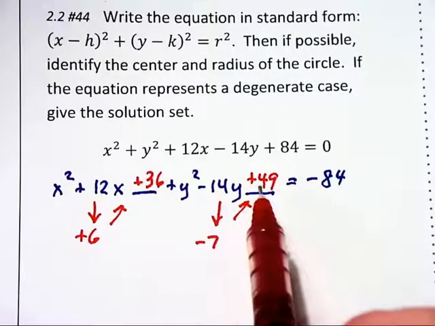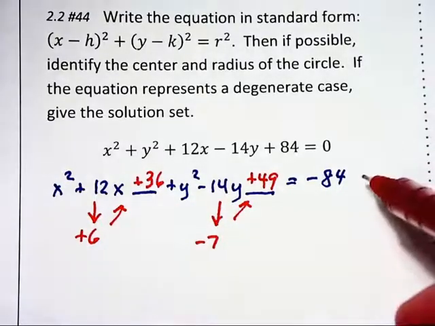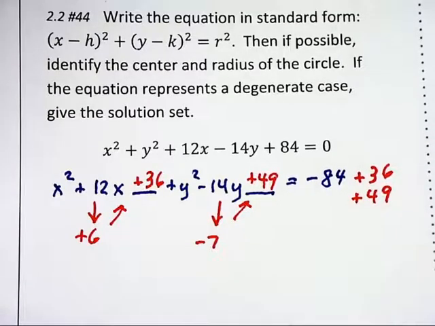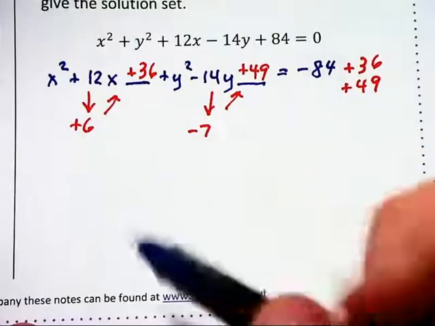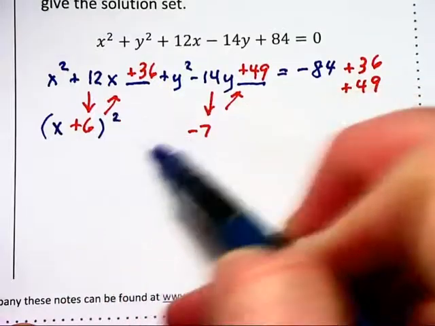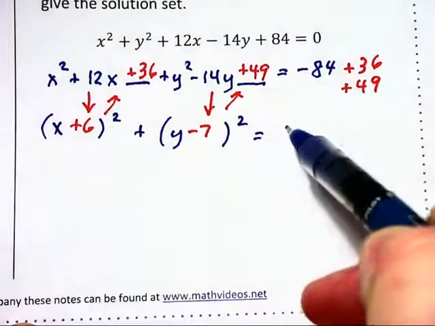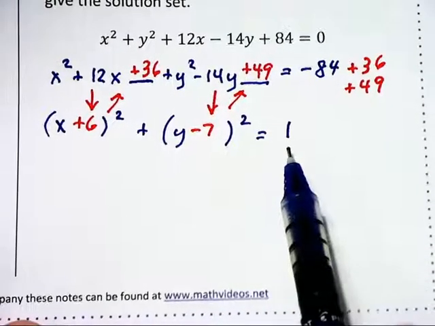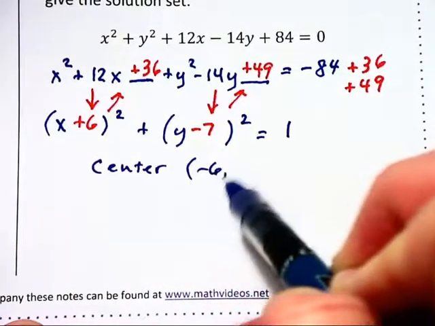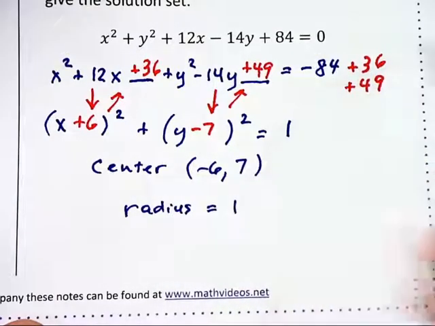Now, by writing those numbers in red in the blank on the left, I have changed the value of the left-hand side. So I need to add 36 and 49 to the right-hand side to keep the balance of that equation. Now we can continue completing the square. Put the x in front of the plus 6, parentheses, quantity squared, plus y minus 7, quantity squared, equals 1. Okay, we do have a value there. The center is going to be at negative 6, comma 7, and the radius is going to equal 1.